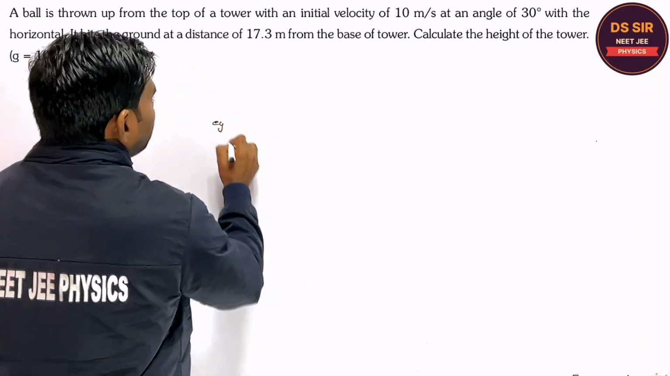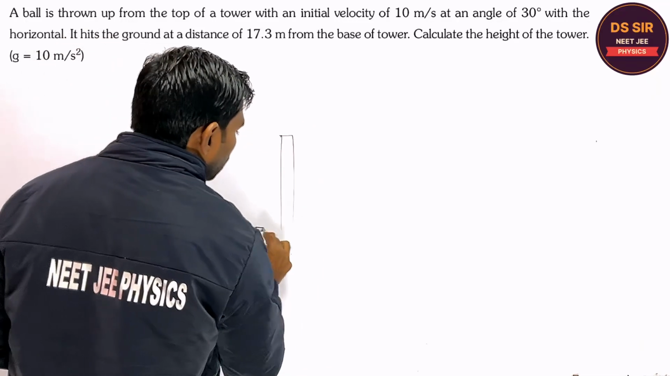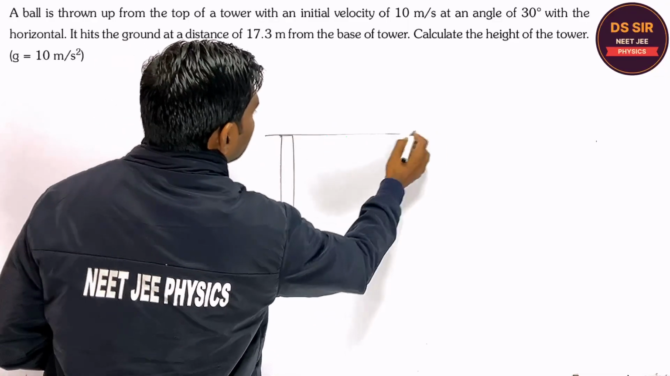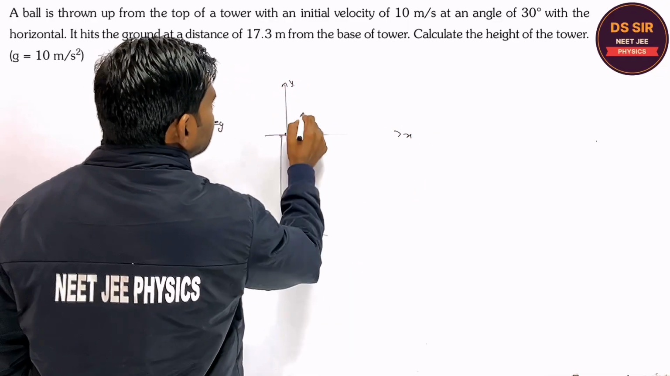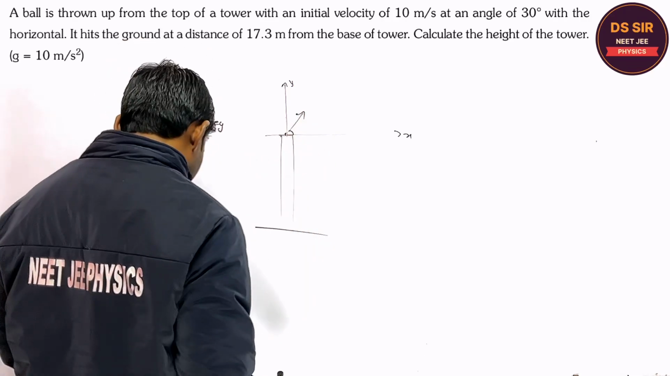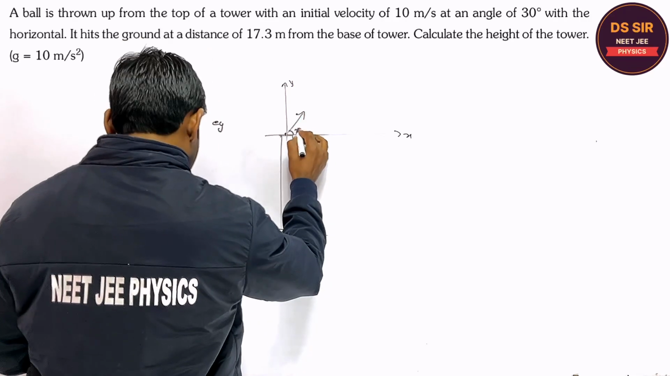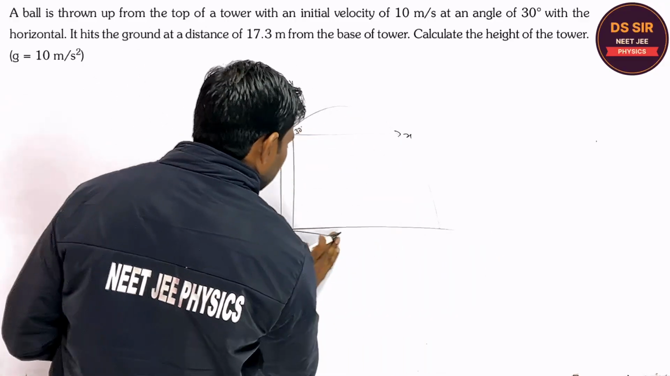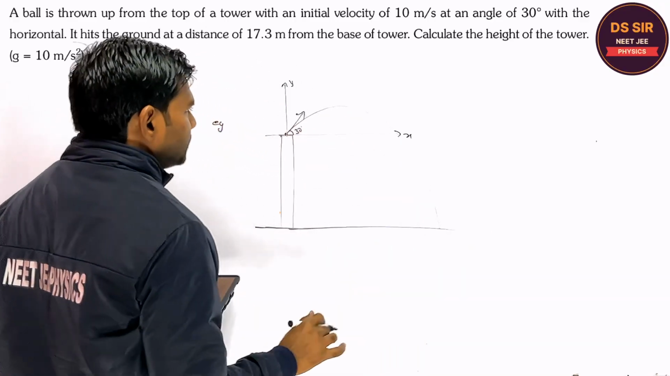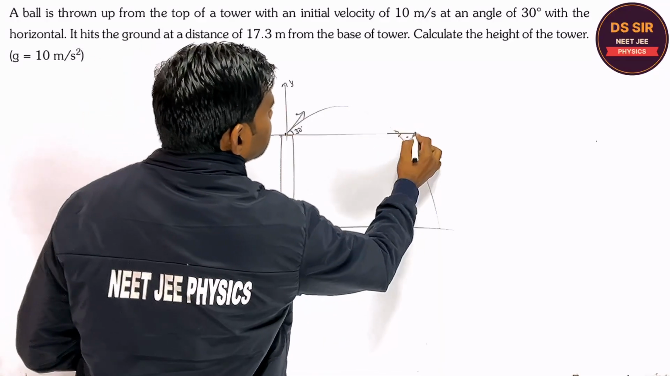So in this example, the ball is not thrown horizontally. Rather, if you assume this is the point of projection, this is the y-axis, this is the x-axis, it is thrown like this with angle 30 degree with the horizontal. So it moves like this. Do you understand or not? You tell, right? This is the x-axis.